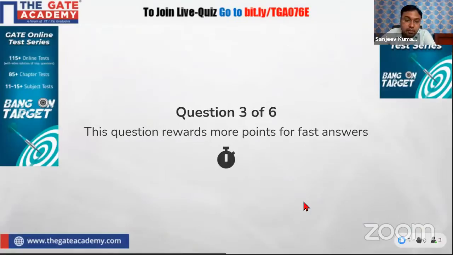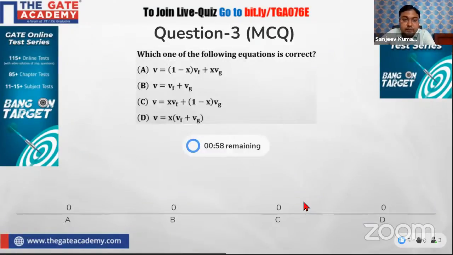Question 3 of 6. This is just based on one of the most important equations for the pure substance. Multiple choice question. Which one of the following equations is correct? I hope all of you can give the correct answer for this question. Only one correct answer is there.